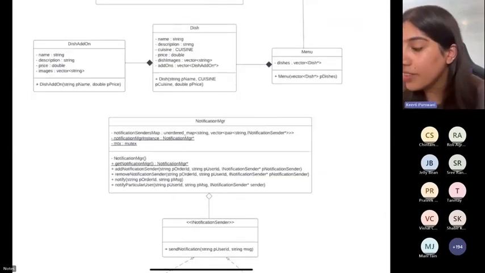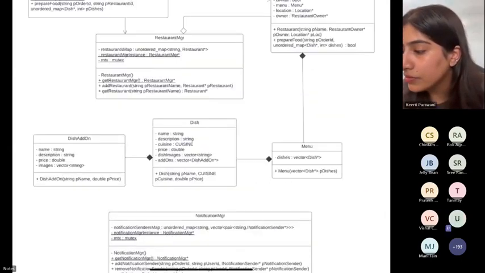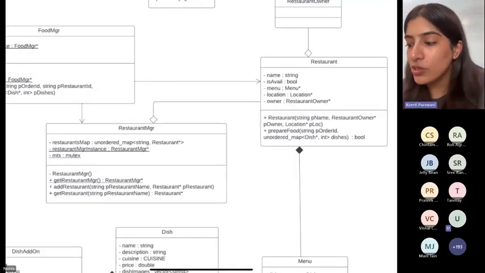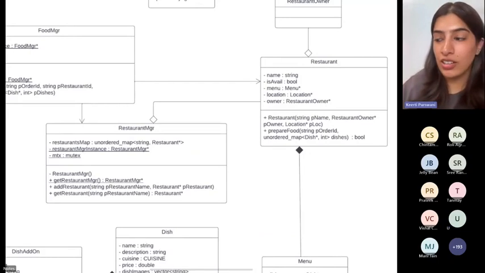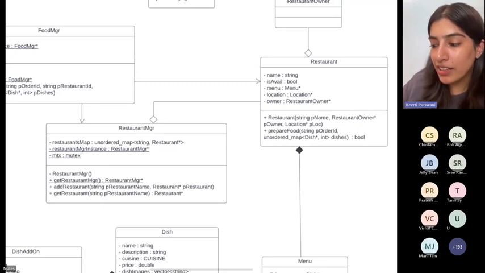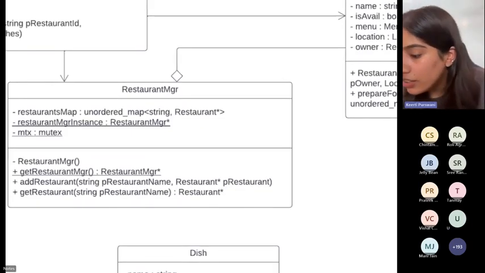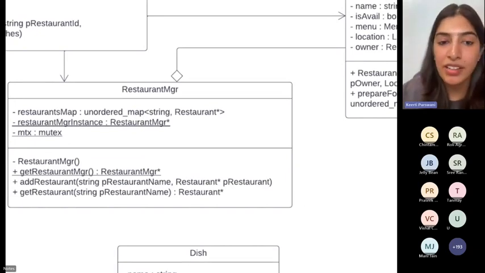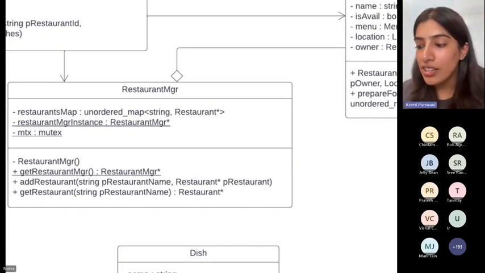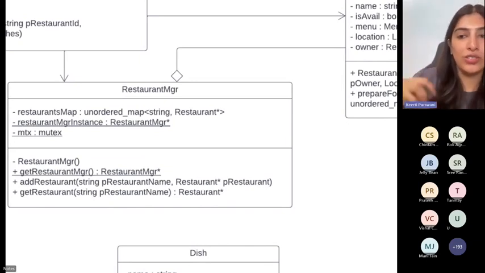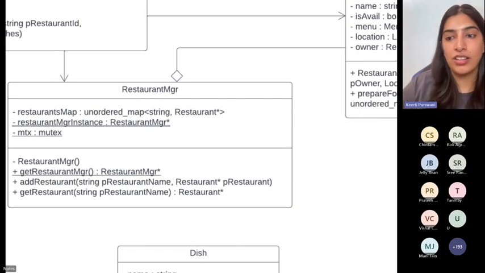Kirti, just one. Restaurant manager can exist without restaurant, right? Yes. Restaurant manager has restaurant, but manager can exist without restaurant, no? If you can see inside restaurant manager, there is a list of restaurants. Here you can see a map of restaurants. So obviously you first create the restaurant manager and then you start adding restaurants.